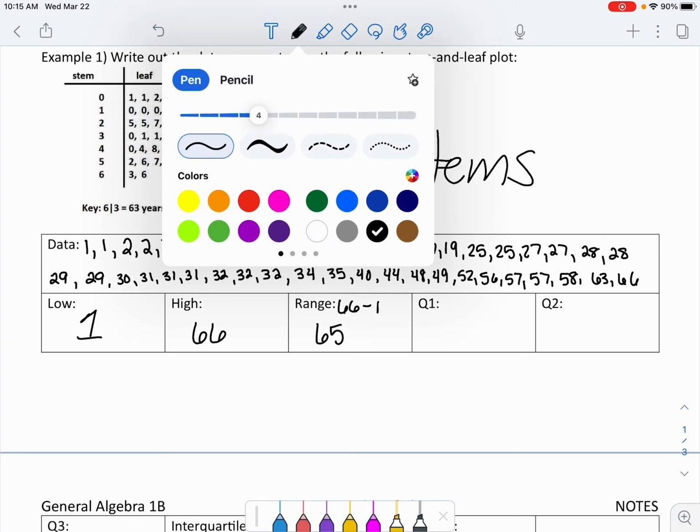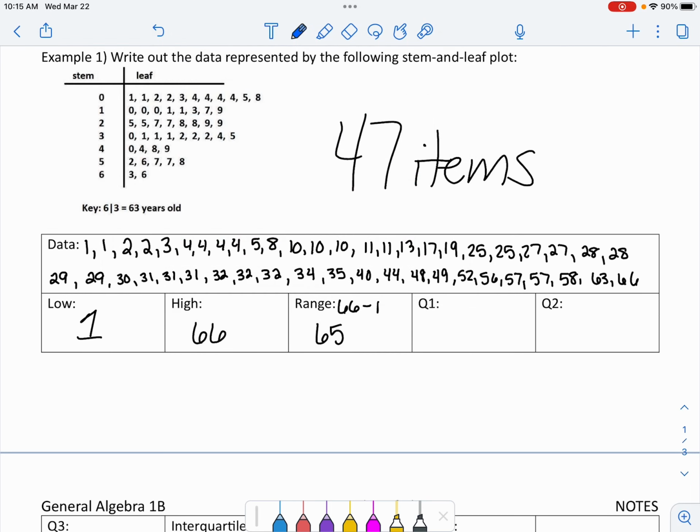What quartile should we find first? Do you guys remember? Q2. So everybody go find the middle number. There are 47 items. If you go 23 from both sides, that'll do it. Okay, I got a clean cut middle. Did you guys get a clean cut middle? The first 28 is right smack dab in the middle.